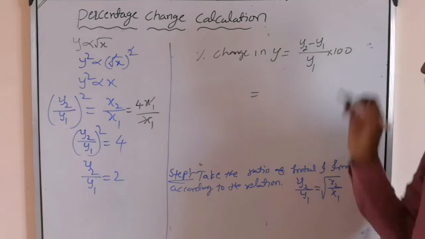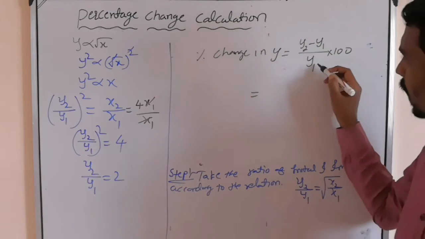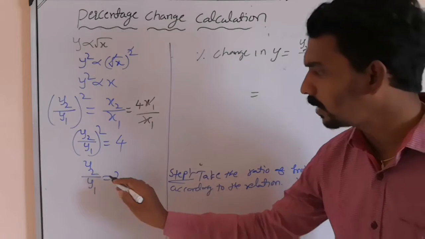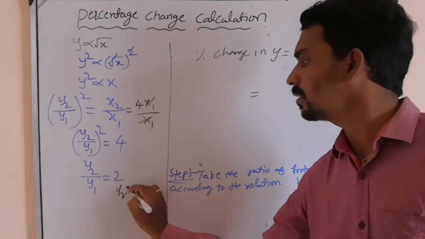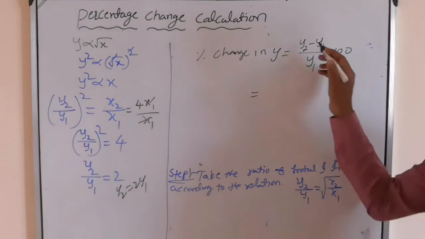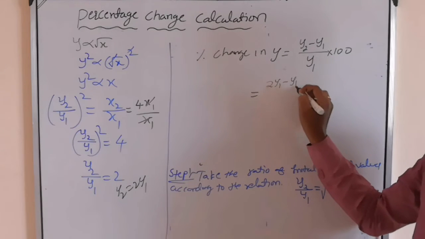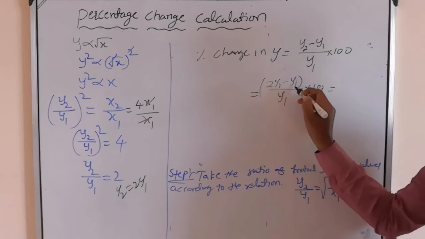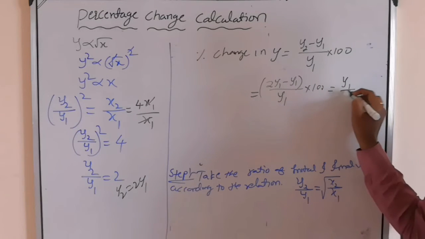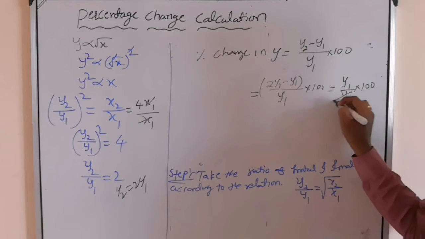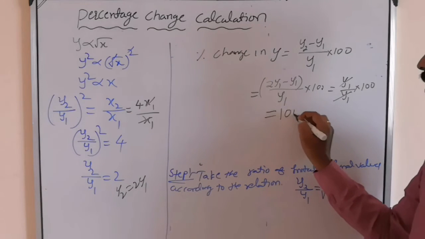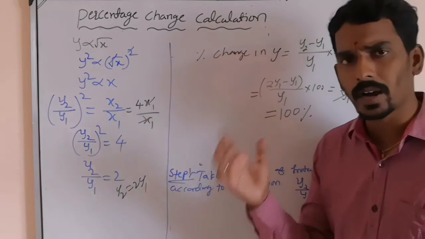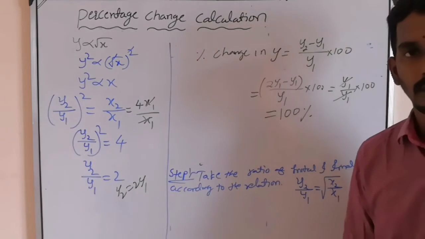Here y1 is there, so always substitute for y2. What is y2 here? y2 is 2y1. So (2y1 minus y1) by y1 into 100. y1 by y1 into 100. So how much? 100%. So the percentage change in y, we got 100.